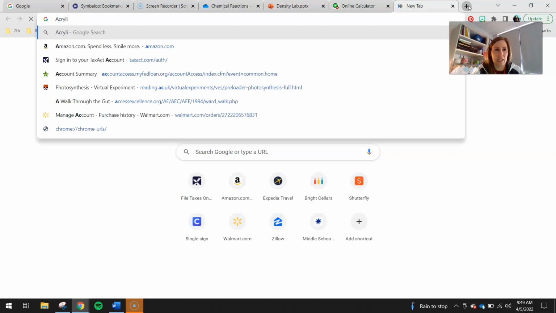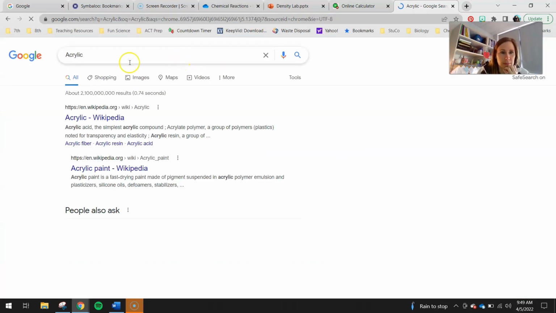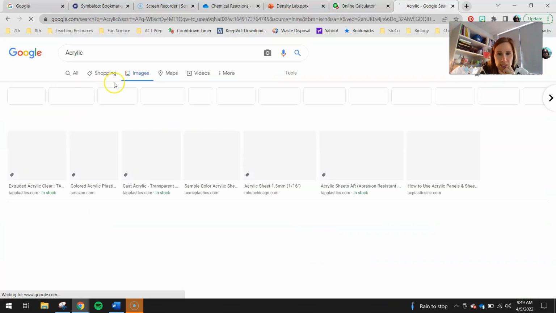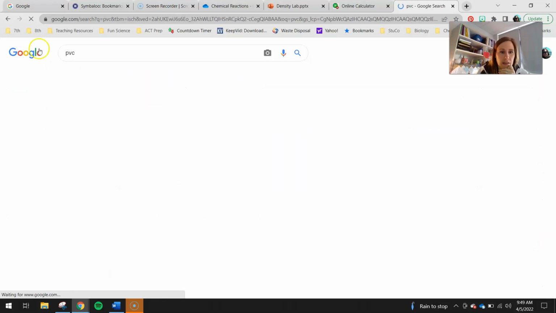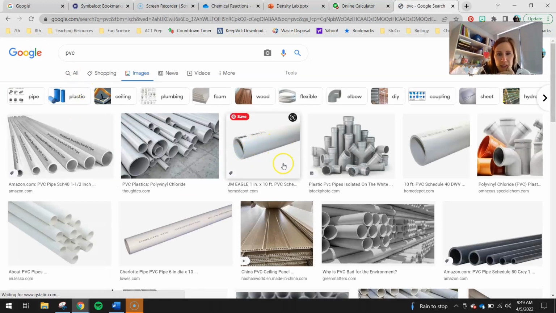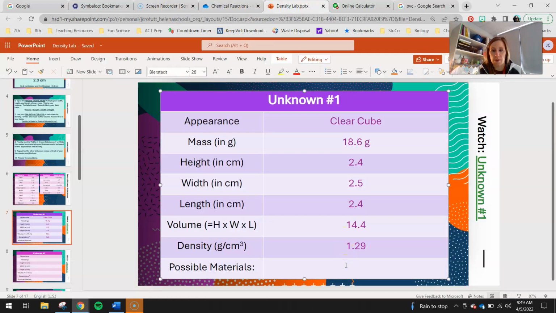What does acrylic look like? Okay, so if I go to images, we've got some clear plastic here. So that's acrylic versus PVC. Again, you can see it has that white color for PVC. So that one's probably acrylic. So here I would go acrylic, based on the appearance and the density.